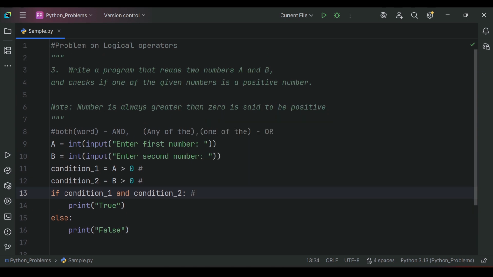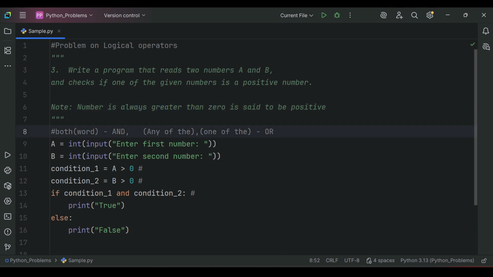Now see the third problem. Write a program that reads two numbers a and b and checks if one of the given numbers is a positive number. First, positive number means what? The number is always greater than 0. That number we set to be a positive.